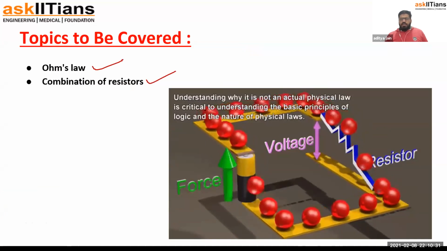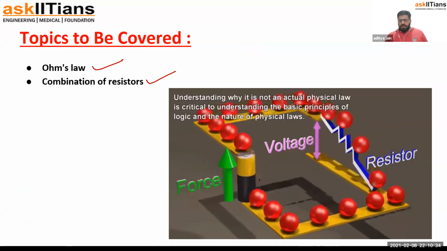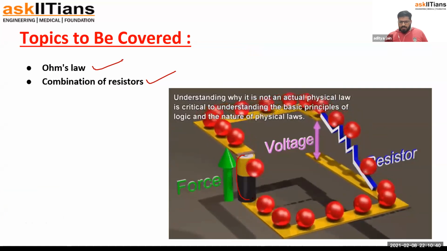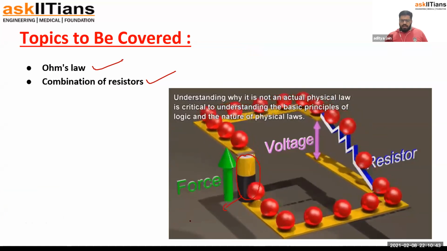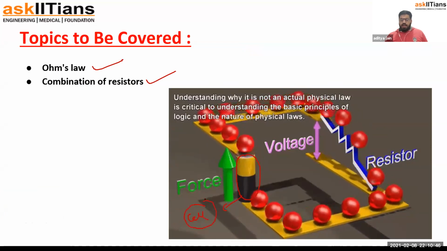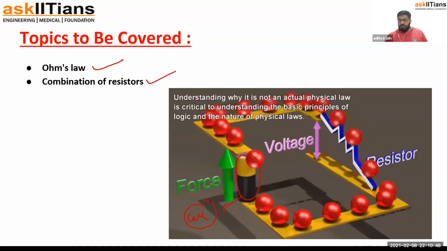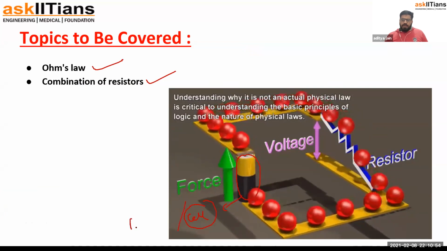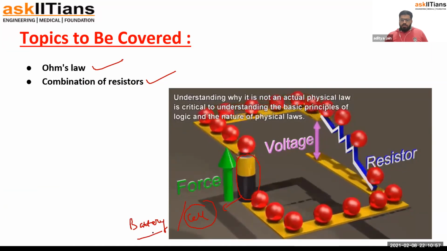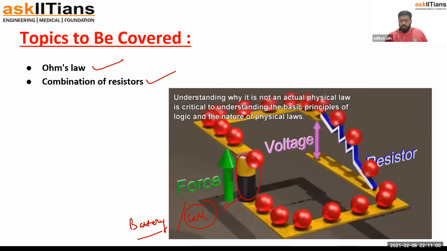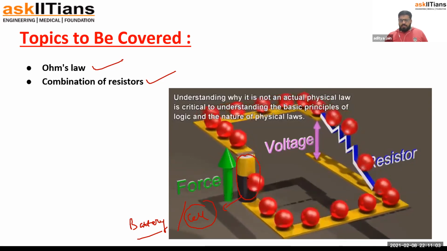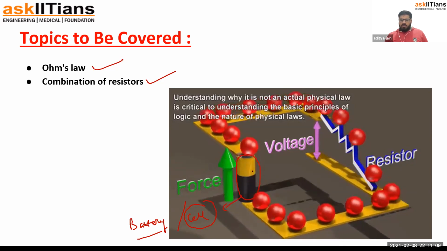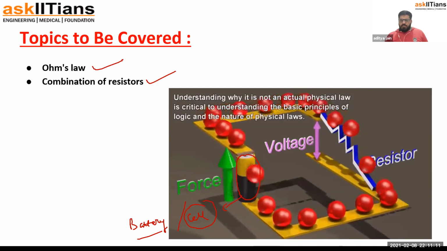If you see this diagram, you are observing some red balls. This is a familiar picture to everyone. This is the cell, which in daily life is used in TV remotes and air conditioner remotes. Along with cell, you can also say battery. This cell or battery provides energy, or you can say a force, to these red balls to go in the upward direction, to raise them to some height.